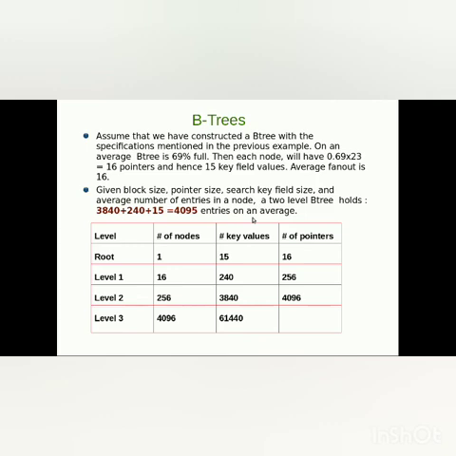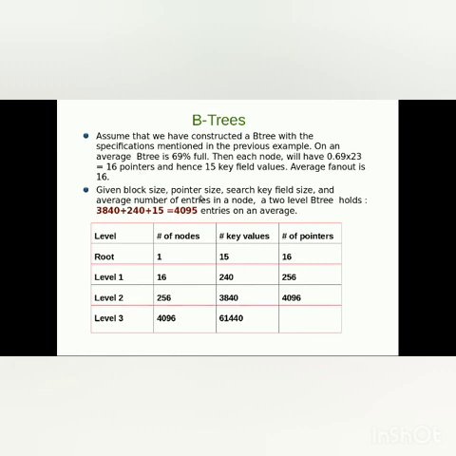And one more point: assume that we have constructed a B tree with the specification mentioned in the previous example. On average, a B tree is 69% full. Then each node will have 0.69 into 23, that is 16 pointers, and hence 15 keys. Our assumption is again that it is 69% full. In the previous case, what was the p value you got? Just 23. 23 into 0.69 is 16 pointers. That means your nodes have 16 pointers, and that means 15 key values.